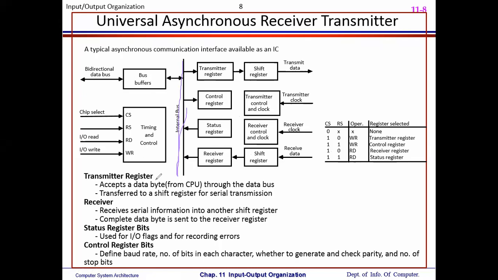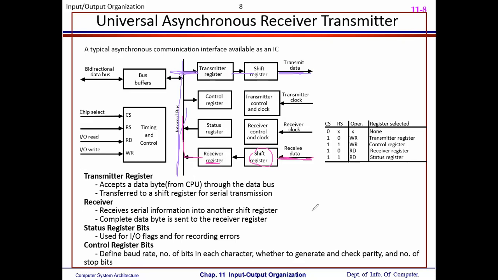So what are those? Transmitter register. This transmitter register accepts data from the data bus and transfers that data to a shift register. Data is transferred from this internal bus to the shift register, and from the shift register it is transferred to the destination. And the receiver register: this receiver register first receives the information from the source or the destination. First that is stored in the shift register, from the shift register it is received by the receiver register, and from this receiver register it is transferred to the internal bus.